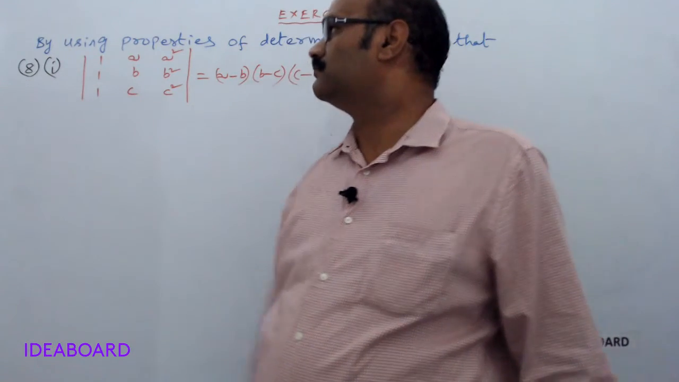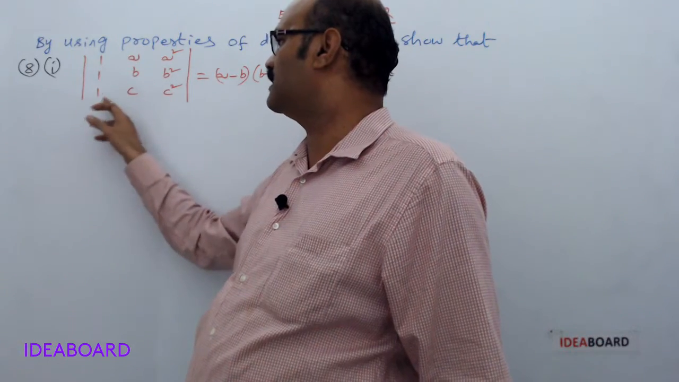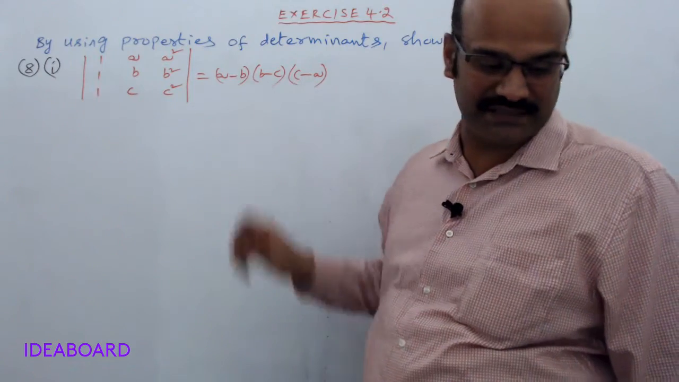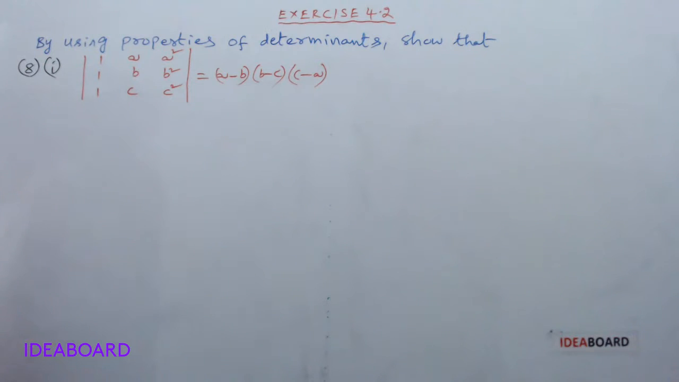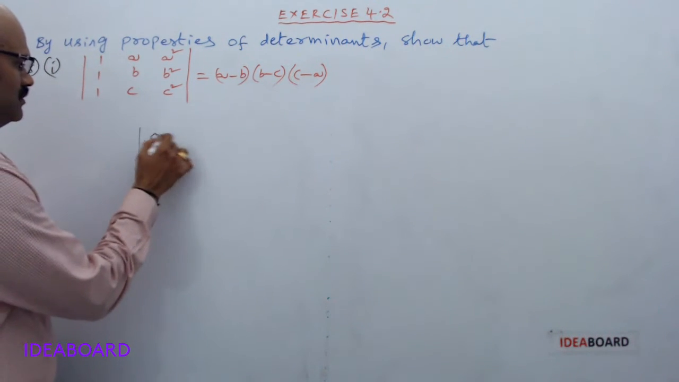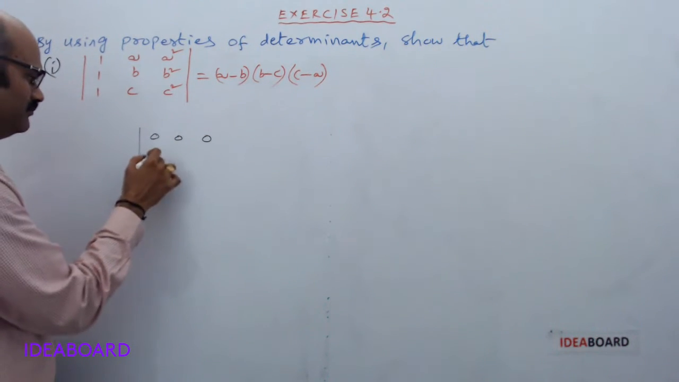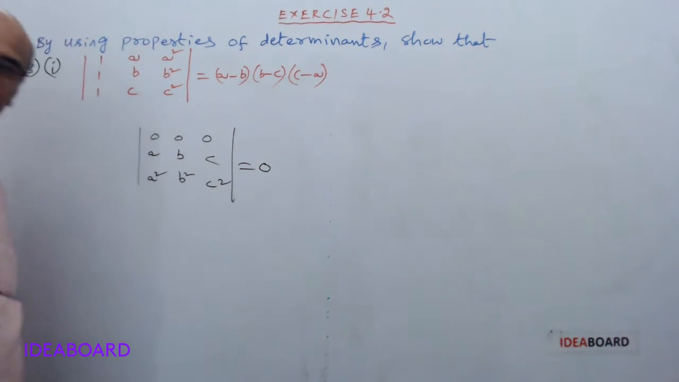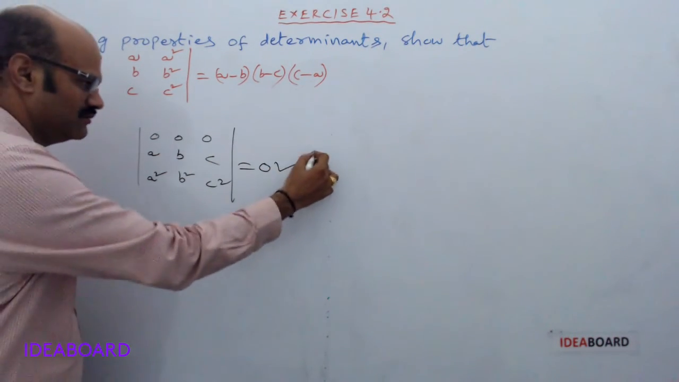Eighth main, first problem. The determinant of 1, a, a square; 1, b, b square; 1, c, c square equals (a minus b)(b minus c)(c minus a). We know that in any determinant, if you have all zeros in any row or in any column, the value becomes 0.